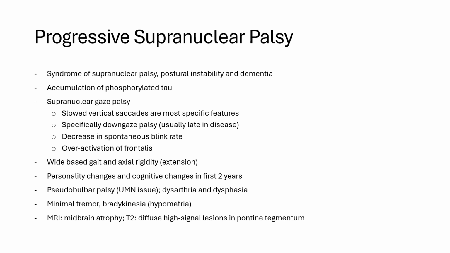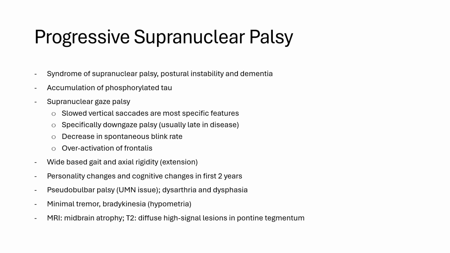They'll have postural instability, and in terms of the gaze palsy, oftentimes there'll be slowed vertical saccades, and that will be the first thing that you see. It's usually the downward gaze that's the problem, and that's often a bit later in the disease, so you might not necessarily see that. They also get overactivation of frontalis, the muscles, so they'll almost have their eyebrows permanently raised.